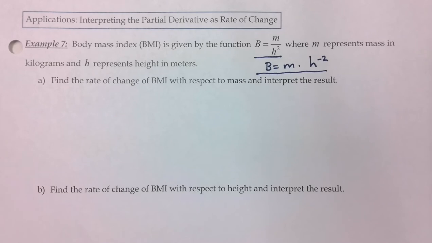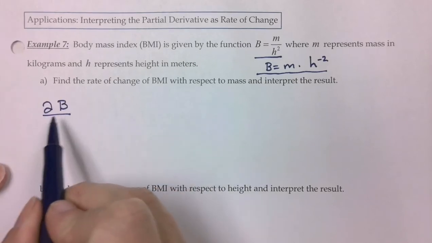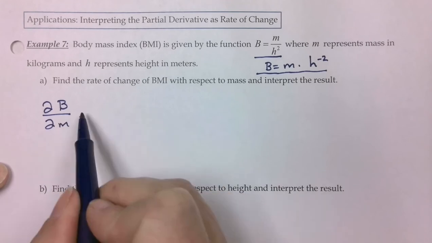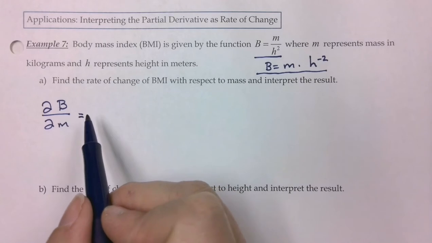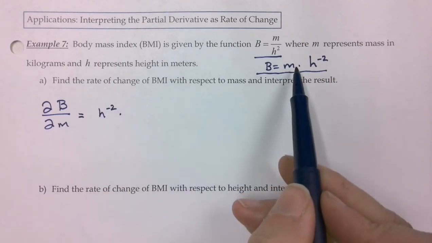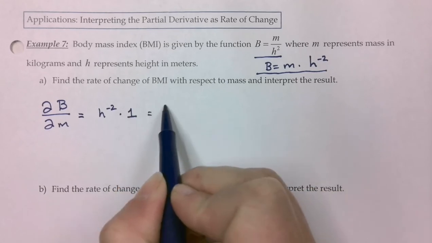Okay, so I want to find the rate of change of BMI with respect to mass, not weight, sorry, mass, and interpret the results. So I want to take the partial derivative of that body mass index with respect to mass, m. So that means that you treat the h as if it's a constant. So it'll just be h to the negative 2 times the derivative of m. But the derivative of m is 1. So that would be 1 over h squared.